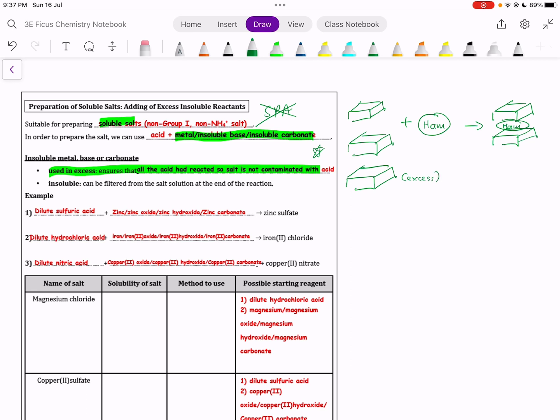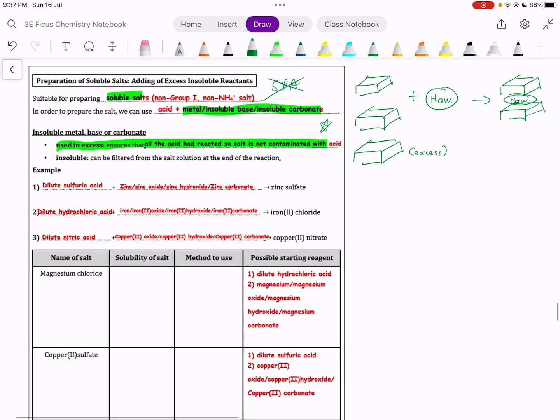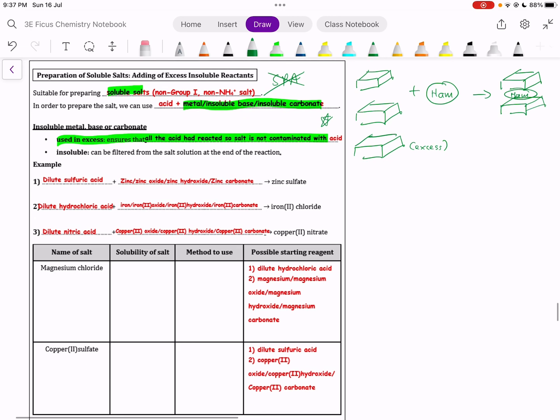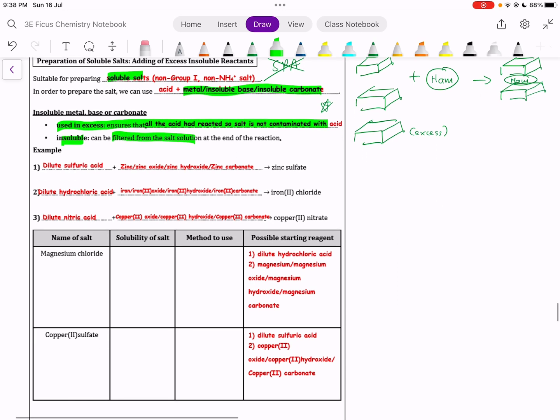Alright, so the idea is like that. You want to make sure the solid is in excess so that you can very easily get rid of it, and not the acid, because the acid is a solution, and your salt is also a solution, you see. The insoluble ones can be filtered from the salt solution at the end. So let's have a look.